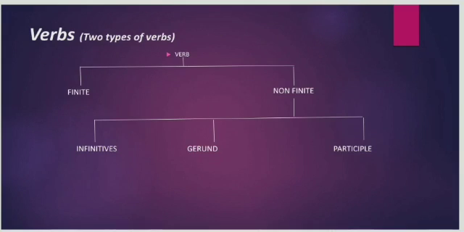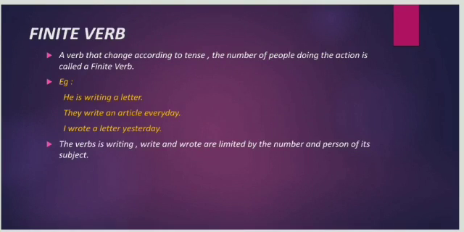So this is the diagram for understanding what verbs are and how many types of verbs there are. Verbs are basically of two types, finite and non-finite. Then non-finite is further divided into infinitives, gerund and participle. Now finite, as I already told you, finite verbs are limited by time, by subjects, and by the number of persons we are talking about in the sentence.